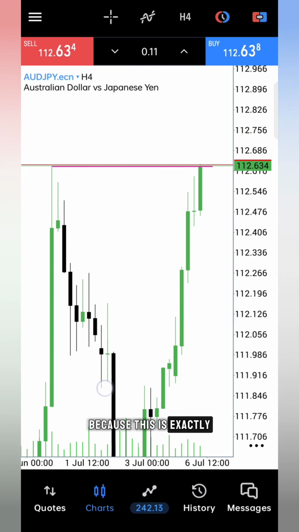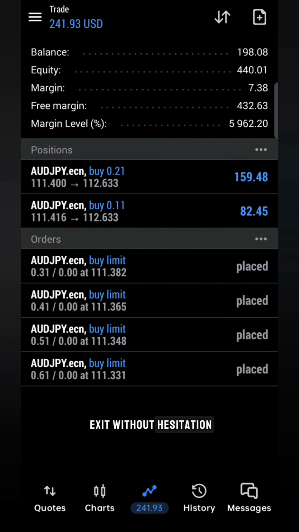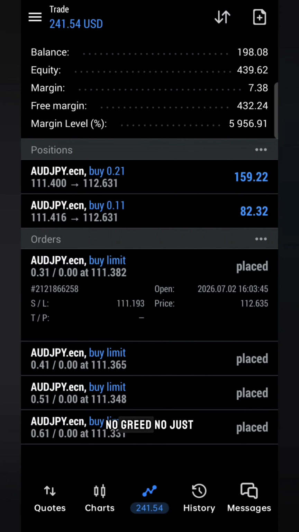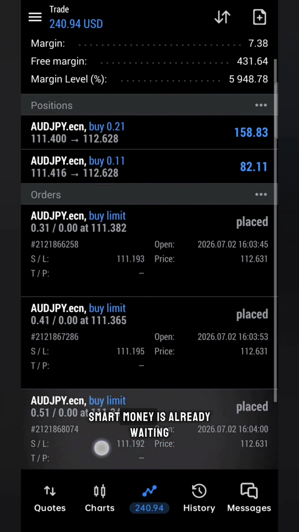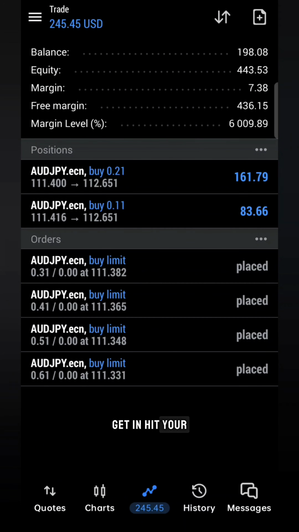Because this is exactly what we talked about. When your target is hit, you execute the exit without hesitation. No greed, no just a little bit more. Smart money is already waiting on the other side of that level to push price back. Get in, hit your target, get out clean. That's the discipline.